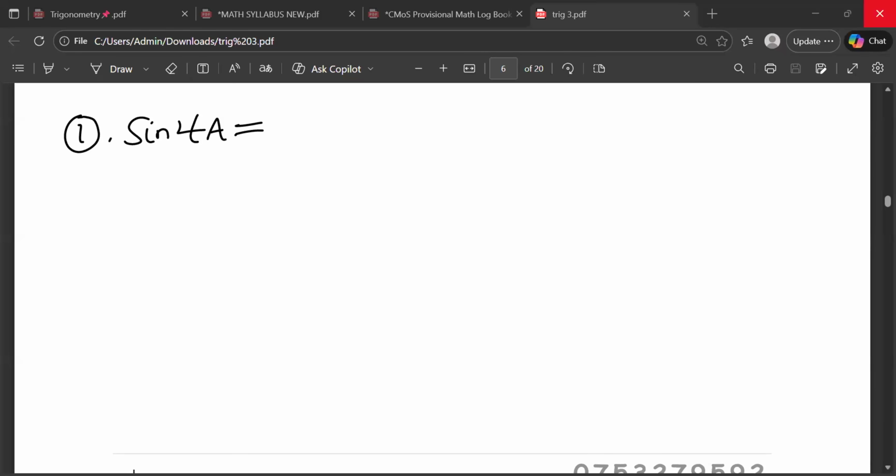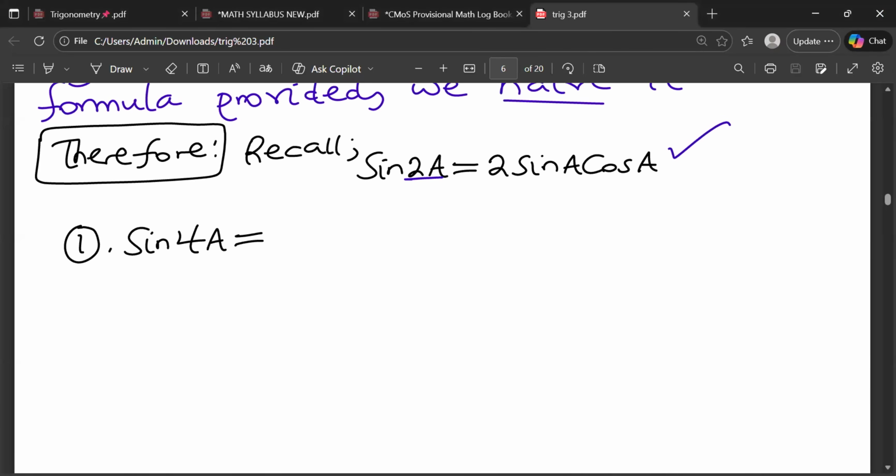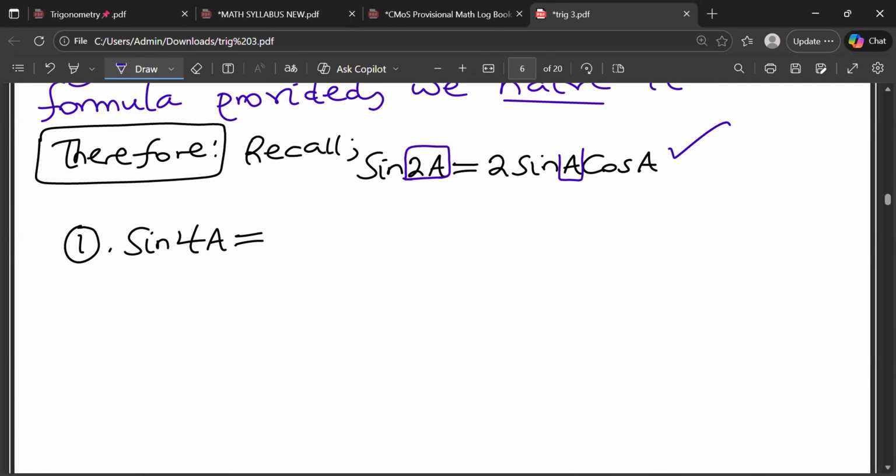Oh, I'm seeing people struggling. People, our focus is only and only about the angle, not anything else. Don't even stress yourself. It's only and only about the angle. So let your focus be here. Your focus should be on how the 2a is becoming a and a. The rest are constant. So this side, what do we have? What do we say? We say that the angle is halved.